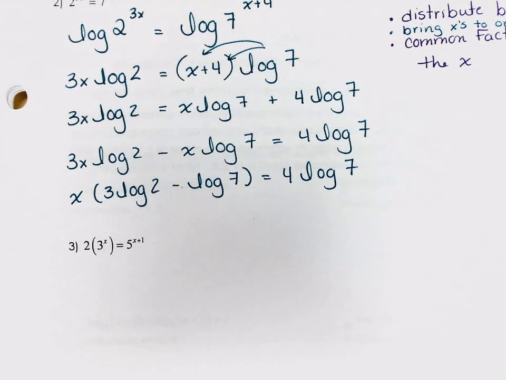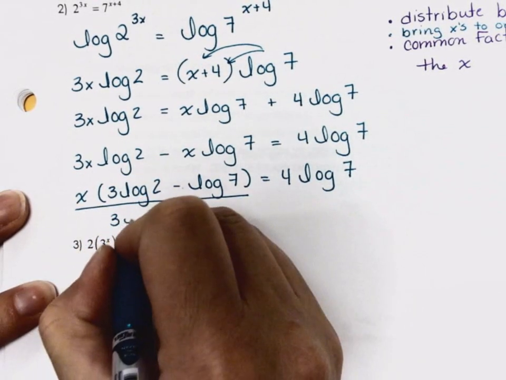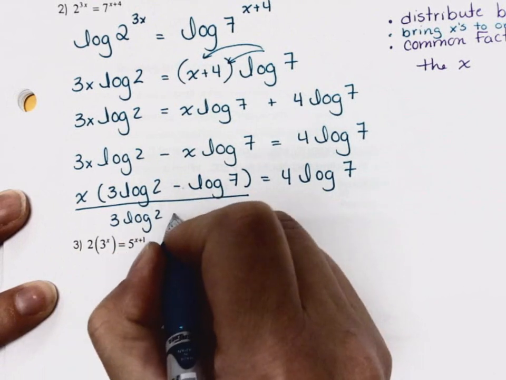I want to isolate the x. These two things are multiplied. So I'm going to divide this whole side by 3 log 2 minus log 7. I'll leave this over.